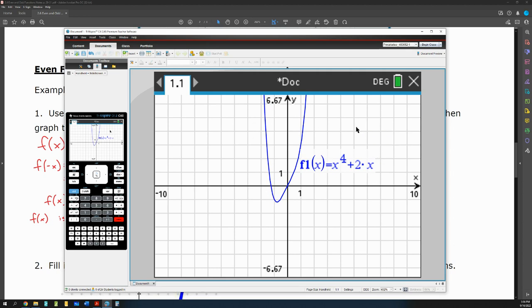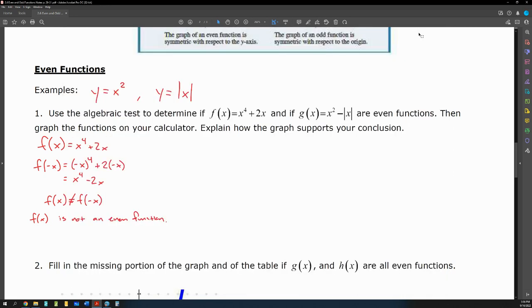From the graph, we have to determine whether or not this is symmetrical over the y-axis. And I see on the left-hand side of the y-axis, it dips into the negatives, whereas on the right-hand side of the y-axis, it does not. Therefore, this function is not symmetrical over the y-axis. So that confirms our claim that f of x is not even. So let's go ahead and write. This says explain how the graph supports your conclusion. We'll say f of x is not symmetrical over the y-axis.